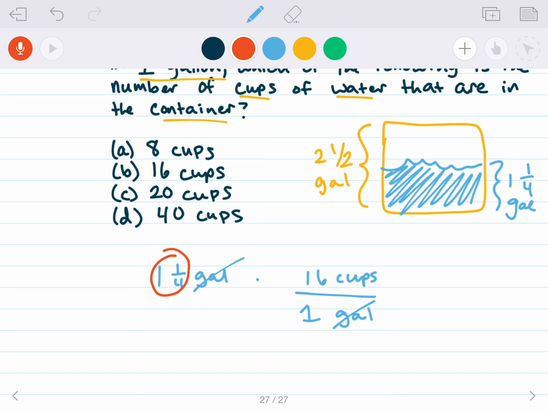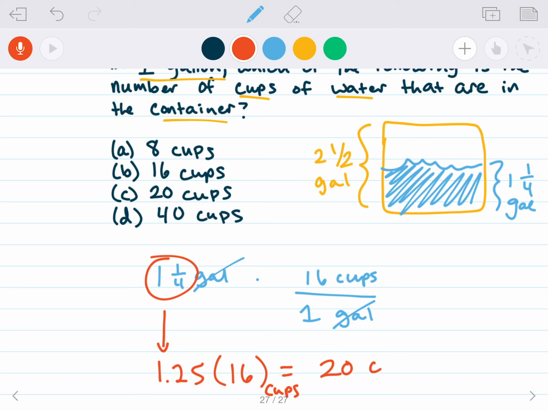I can go about this a couple different ways, but how about this? Why don't we just change it to a decimal? I know that 1 divided by 4 is 0.25, so 1.25 is 1.25. So this is 1.25, and I'm multiplying by 16. And what that's going to give me, cups, by the way, 1.25 times 16, that is going to give me 20 cups. So my answer choice here is C.